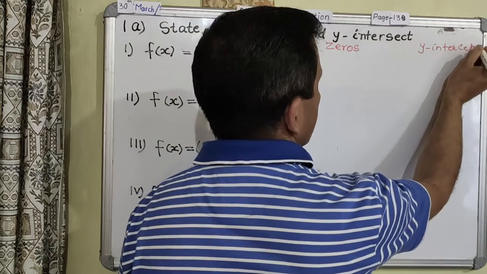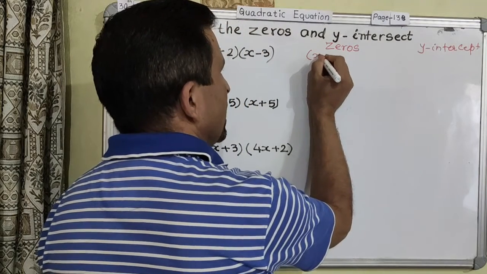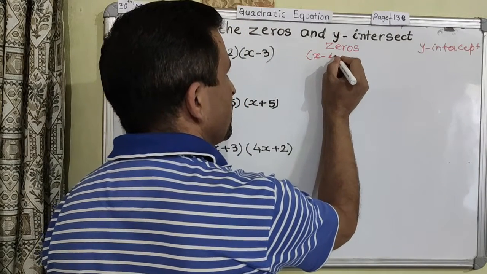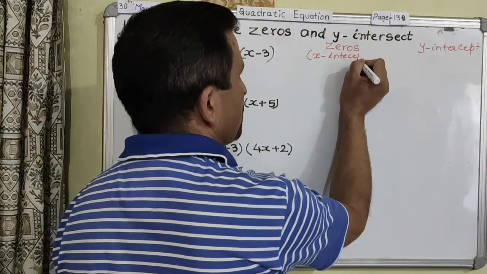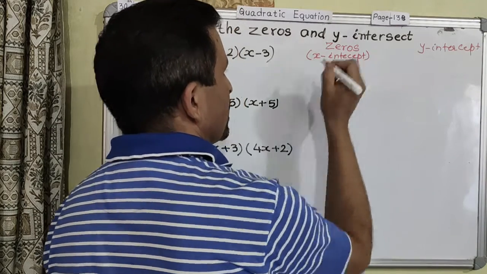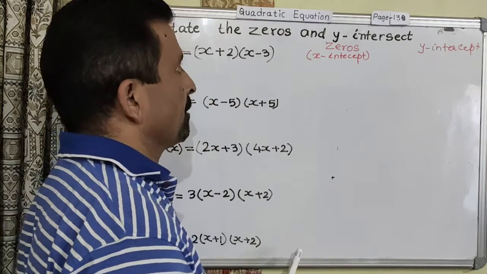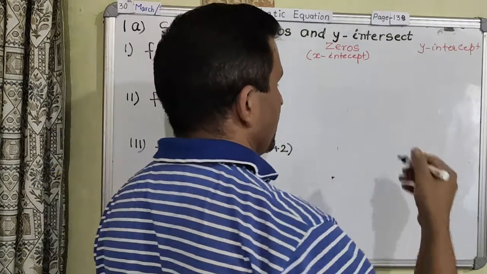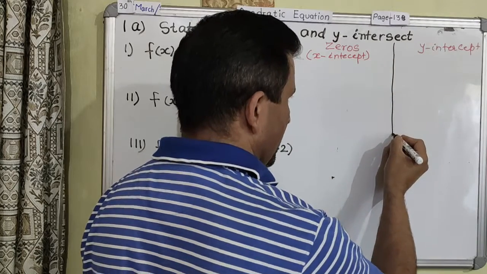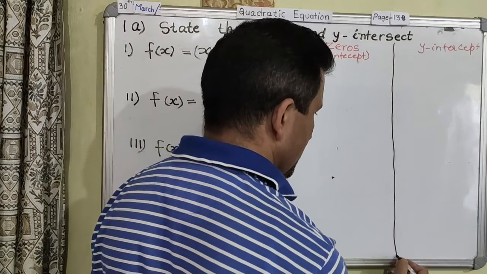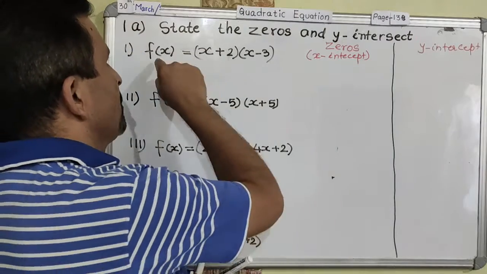Intercept for each of these equations. Is this correct? This 0 is also called the x-intercept. Please be mindful. So either you call it zeros or you call it x-intercept. Both are the same. Is this okay? So I will make this into columns so that it will become very clear for you. Now, first of all, we will start with the first equation.